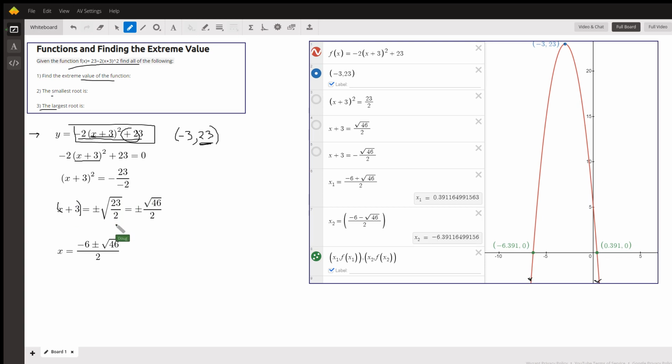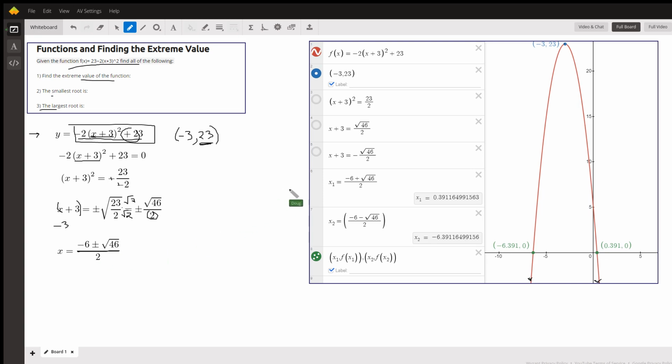The square root of 23 halves, because this is positive, is plus or minus the square root of 23 halves. If you rationalize the denominator by multiplying numerator and denominator by the square root of 2, you get plus or minus the square root of 46 over 2. Finally, to solve for x, subtract 3 from both sides. You could say, well, I'm going to put that -3 in fraction form so I can combine it with this term here that has a denominator of 2. That's why I have -6 plus or minus the square root of 46, all over 2.